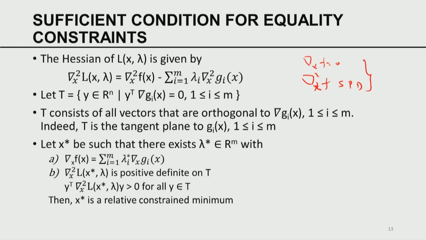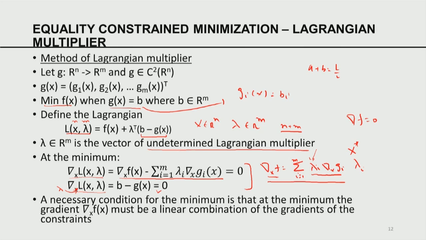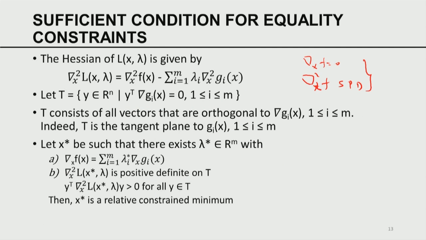So in the previous slide, we only talked about the necessary condition, the first derivative. I have not talked about the second derivative condition. Are you with me, please? There is a first derivative condition and a second derivative condition. First derivative is necessary, second derivative is sufficient. Both for constrained and for unconstrained.